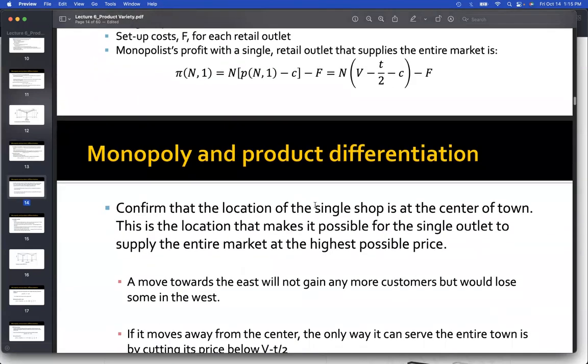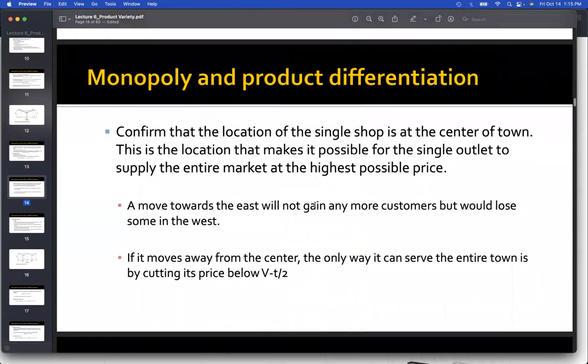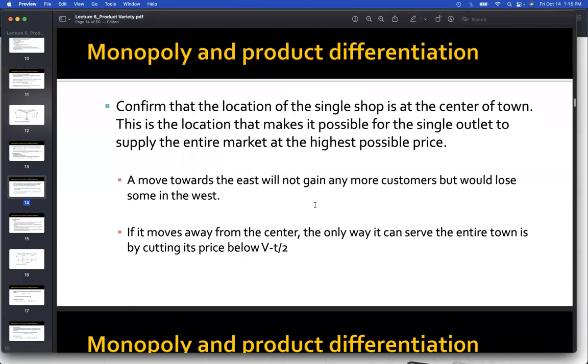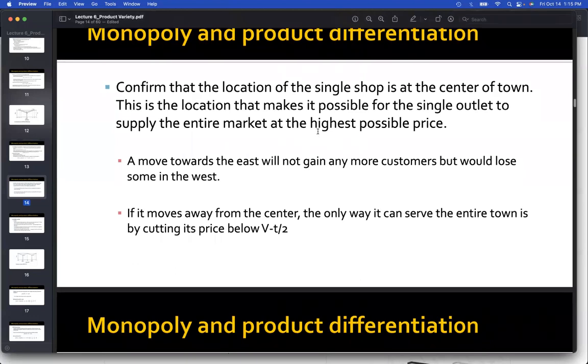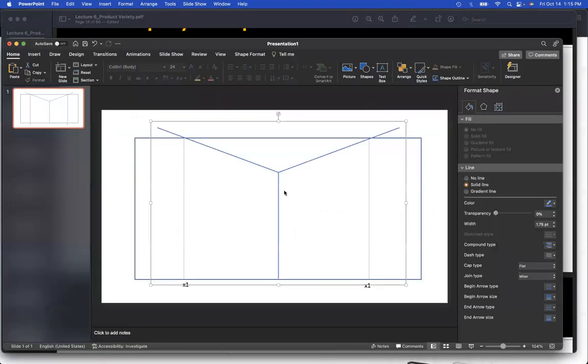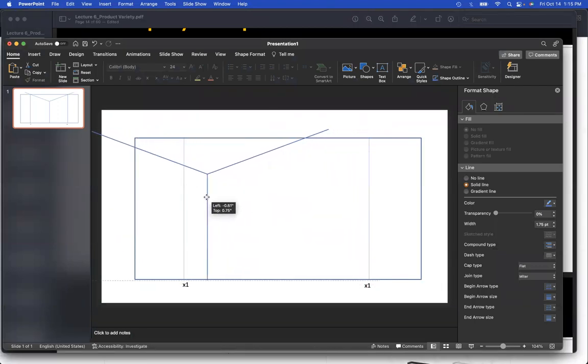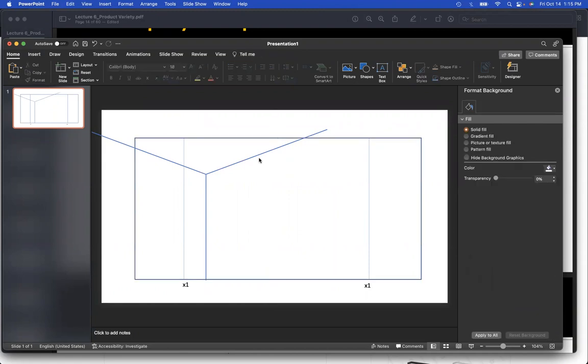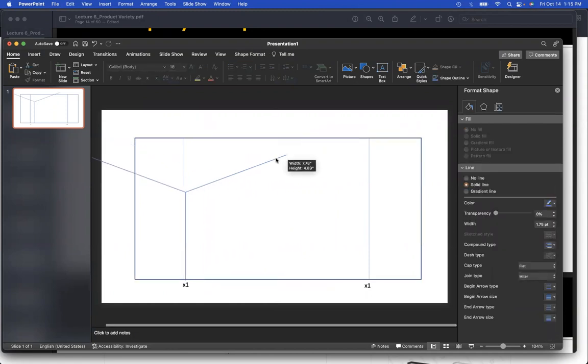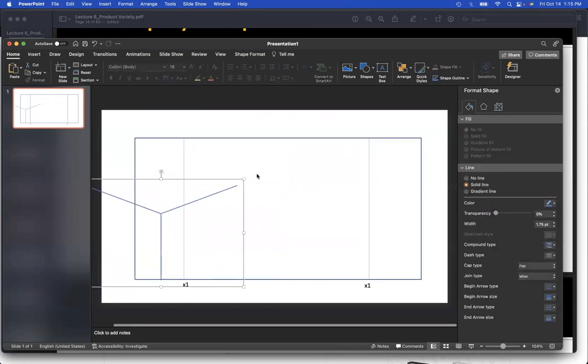So confirm that the location of the single shop is at the center of town. This is the location that makes it possible for the single outlet to supply the entire market at the highest possible price. I think we've shown that also, that the more to the left it is, if you wanted to supply all the way down here, then you'd have to decrease the price for this one to reach all the way out there.